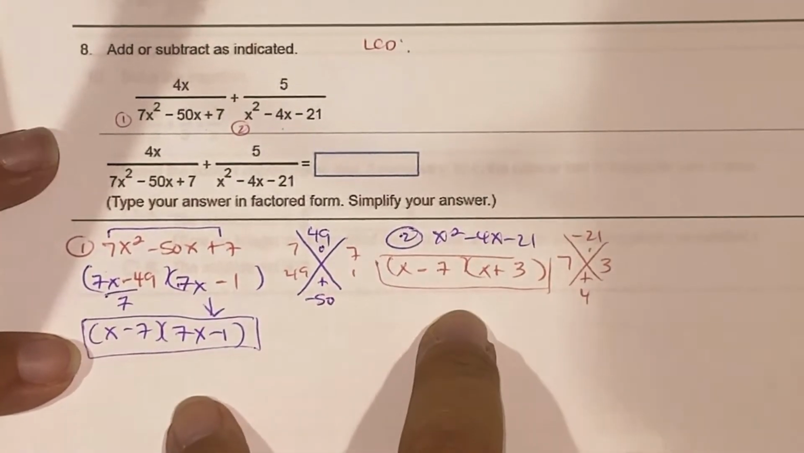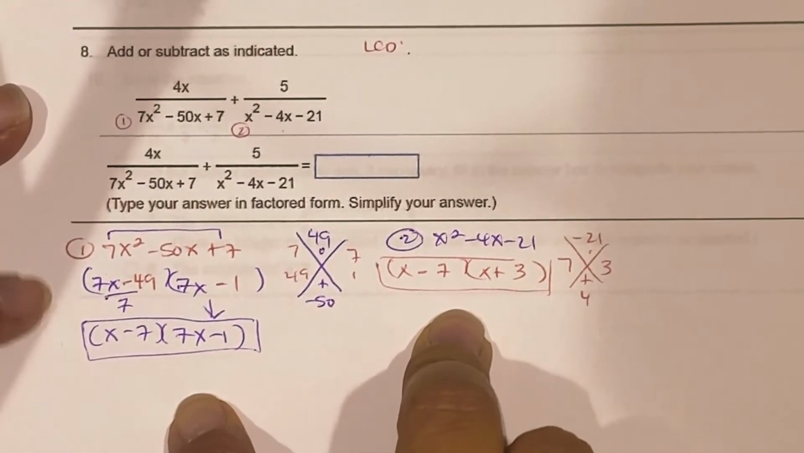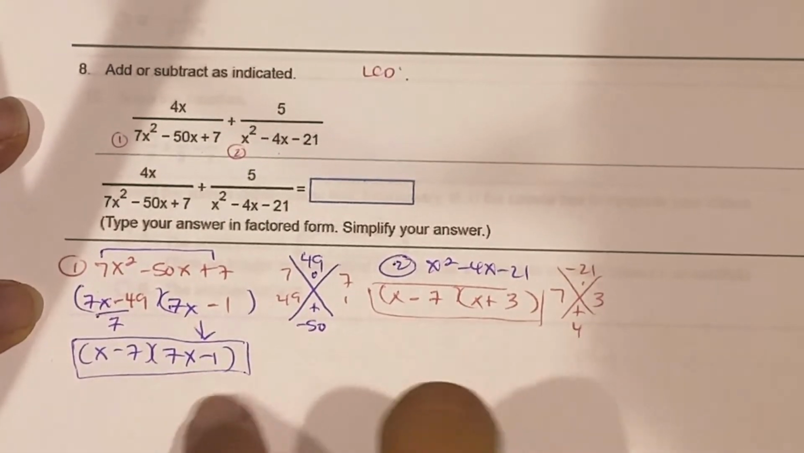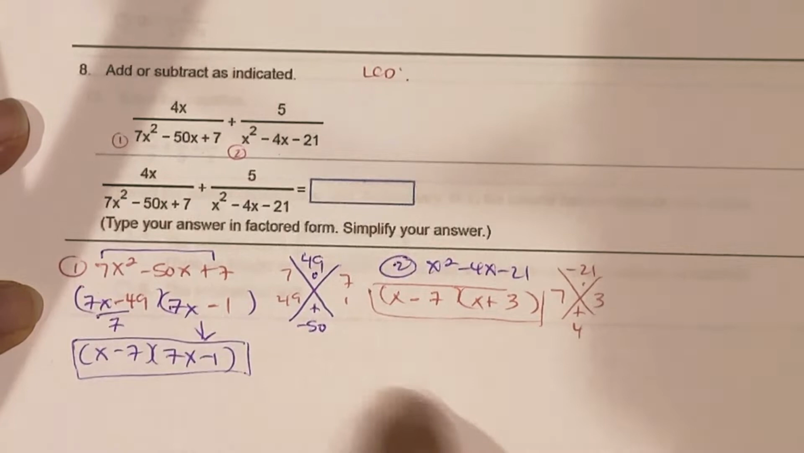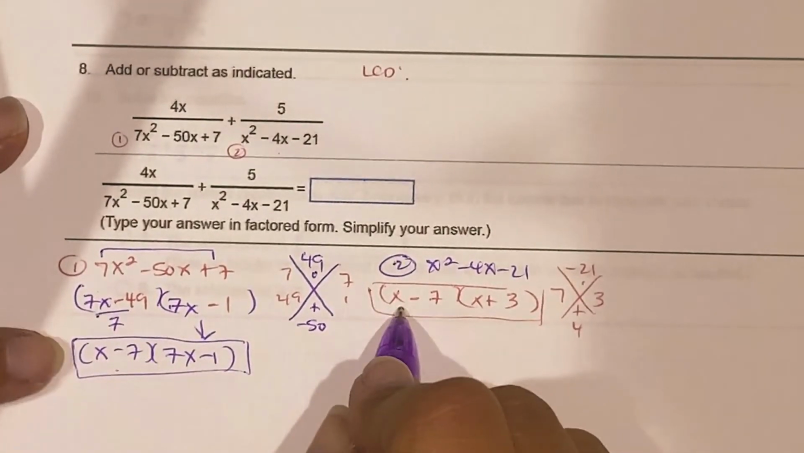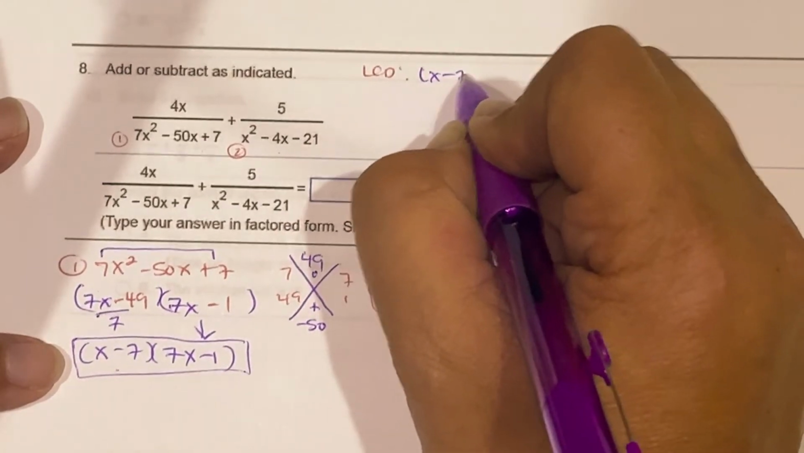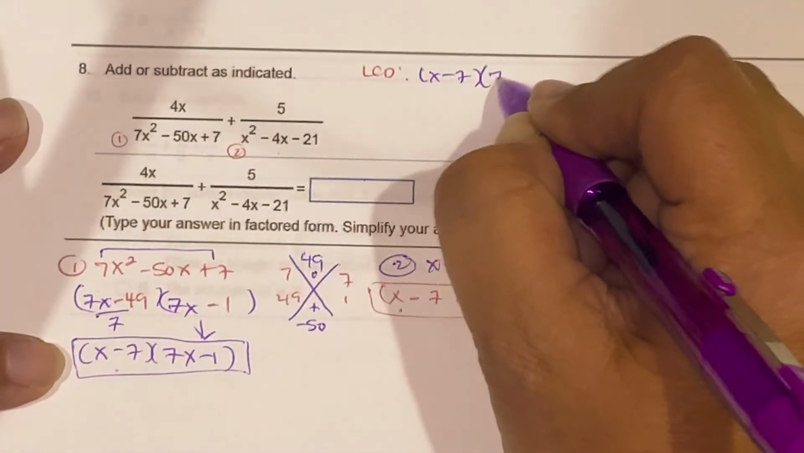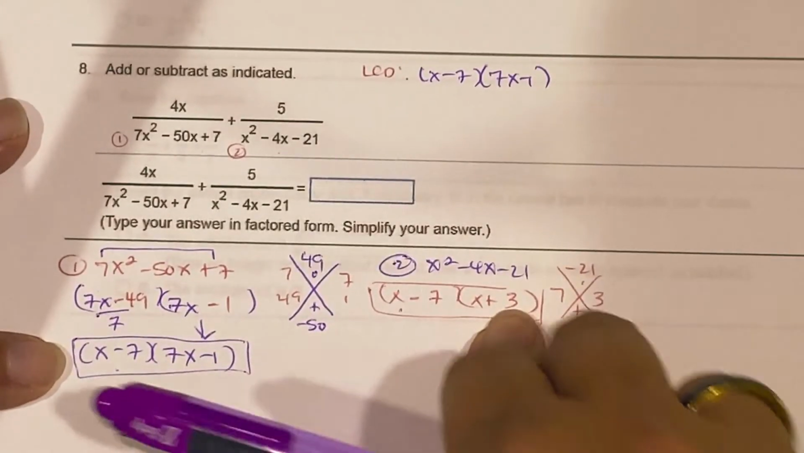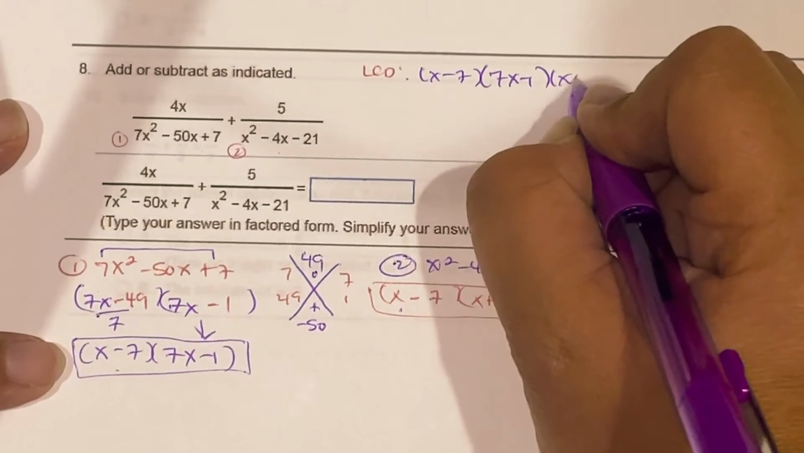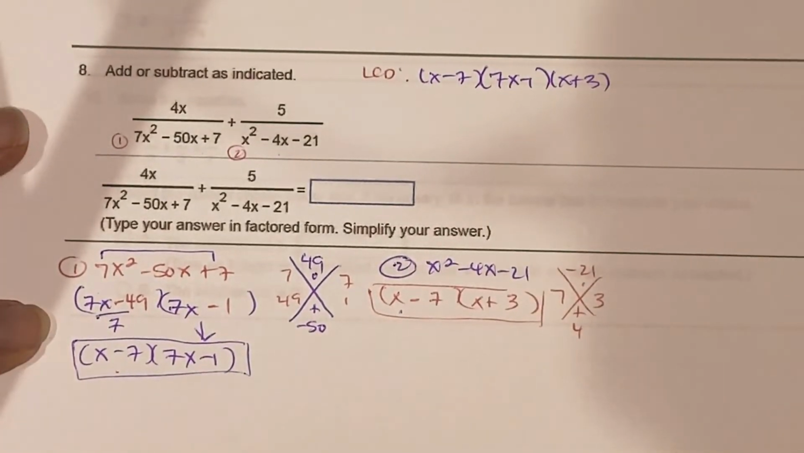So from these two pieces, we're going to come up with our LCD. Remember, LCD is least common denominator. So when we have bubbles, it's one of every type of bubble you see, one of every type, highest power. So x minus 7 is in both. I want x minus 7. 7x minus 1 is only in the first one. I still want it. x plus 3 is in the second one, but not the first one, but I still want it. So there's our LCD.